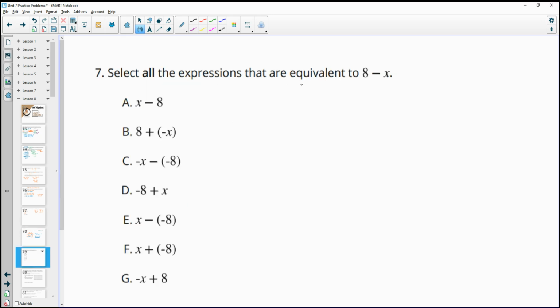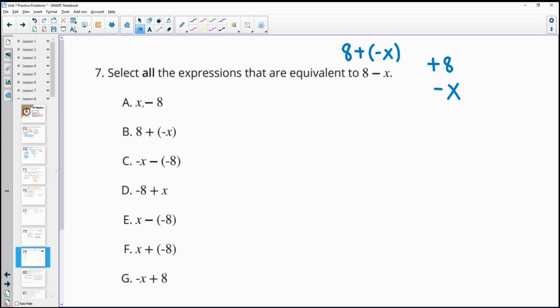Number 7, select all expressions that are equivalent to 8 minus x. So one thing I like to look at here is that we have a positive 8, right? And we have a negative x. So those things have to hold true. That 8 needs to be positive and x needs to be negative as we solve this equation, okay? Because another way you could think of this is plus a negative x. So 8 plus a negative x.